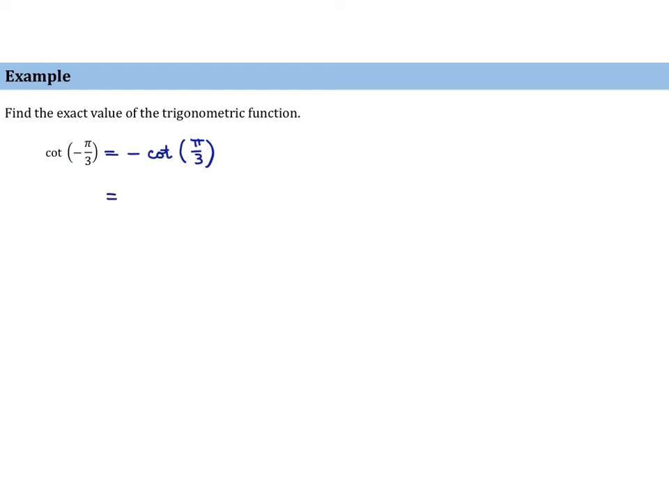So what is the cotangent of pi over 3? Well, you may not remember it off the top of your head, so tangent of pi over 3 we know to be the square root of 3. That is something you should have memorized. So the cotangent of pi over 3 will be the reciprocal. So it'll be root 3 over 3, and then because of that negative, we'll have negative root 3 over 3 for our final answer.